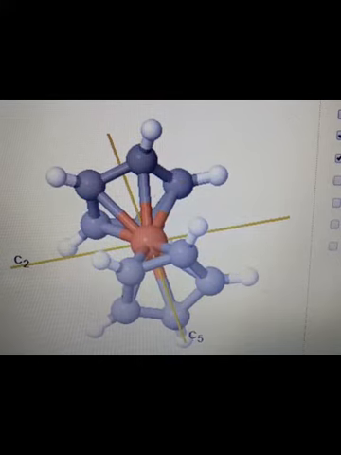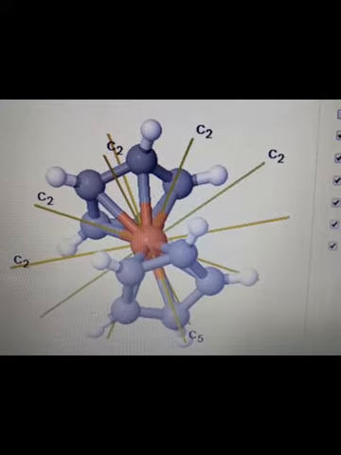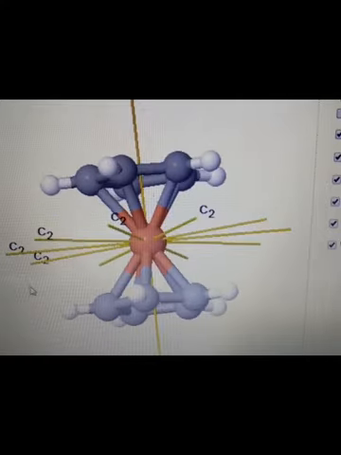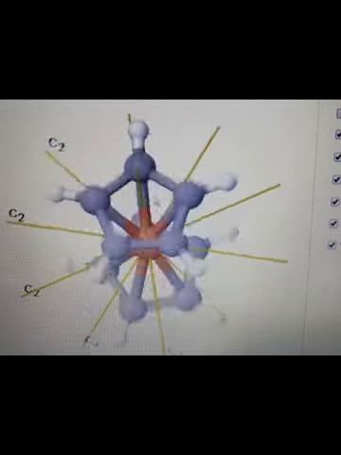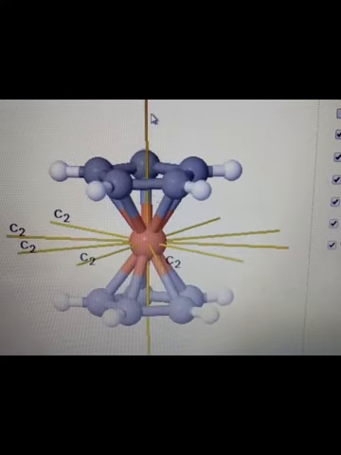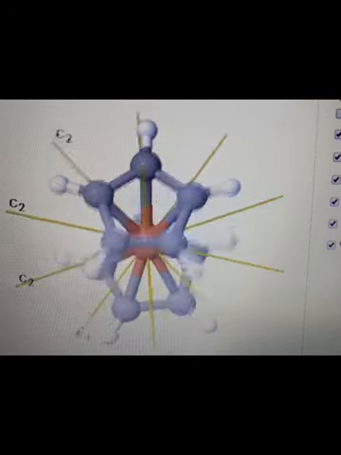So this is what we have regarding the ferrocene molecule, which comes under the D5 point group, which has a C5 principal rotational axis of symmetry along with 5 C2s perpendicular to the C5. So this is what we have regarding the Dn point groups.